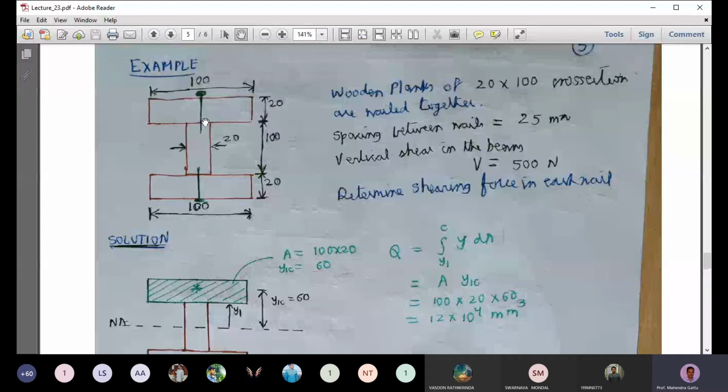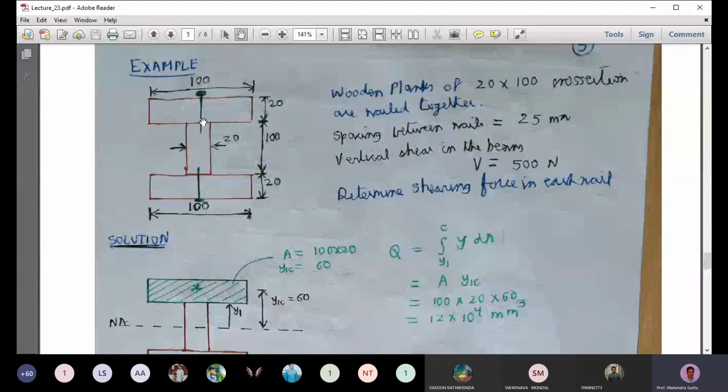If there is no nail, then the two planks will slide with respect to each other under load. But because this nail is there, it is preventing that slipping from happening. And because it is preventing the slipping, it is resisting some shear. And we want to find what shear this nail is resisting.